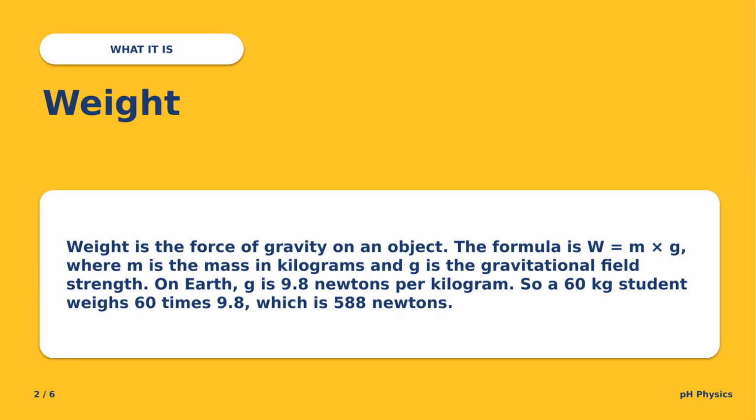Weight is the force of gravity on an object. The formula is weight equals mg, where m is the mass in kilograms and g is the gravitational field strength. On Earth, g is 9.8 newtons per kilogram, so a 60 kilogram student weighs 60 times 9.8, which is 588 newtons.